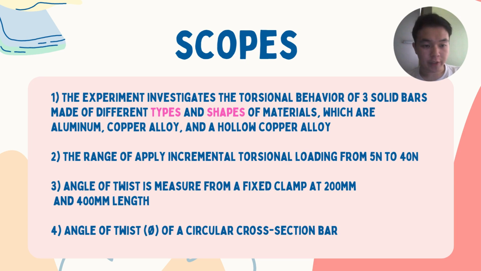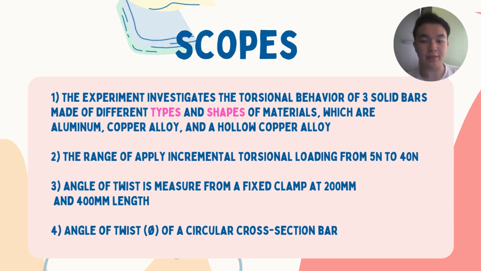As for the scopes, we have four scopes. The first is that the experiment investigates the torsional behavior of three bars made of different types and shapes of materials, which are aluminium, copper alloy, and a hollow copper alloy. The second is the range of applied incremental torsional loading from 5 Newton to 40 Newton. The angle of twist is also measured from a fixed clamp at 200 millimeter and 400 millimeter length. And lastly, the angle of twist of a circular cross-section bar.